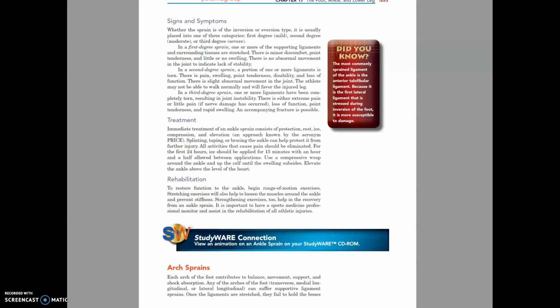A third degree sprain, one or more of the ligaments have been completely torn. And so, third being most severe, it results in joint instability, extreme pain, or little pain. If the nerves have been damaged along with the ligamentous tissue, you're not going to have a whole lot of complaint of pain because that signal of pain is no longer being transferred. Loss of function, point tenderness, rapid swelling.